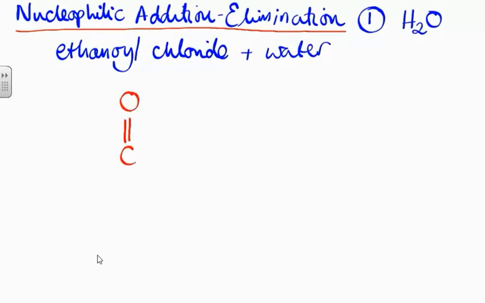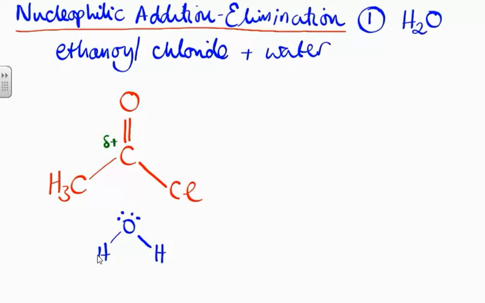So let's have a look at the part of the acyl chloride that we're going to attack. So we've got that carbonyl group there, an electron deficient carbon, and our nucleophile is water. So let's just present the water so the lone pairs can attack the carbon. Let's have a look at what happens next.